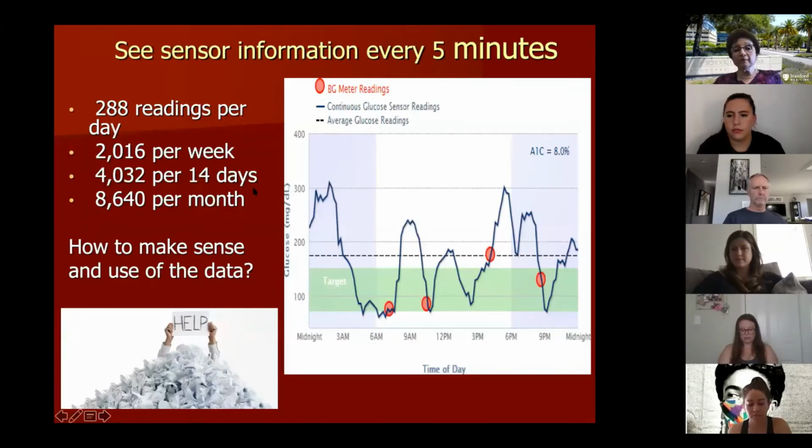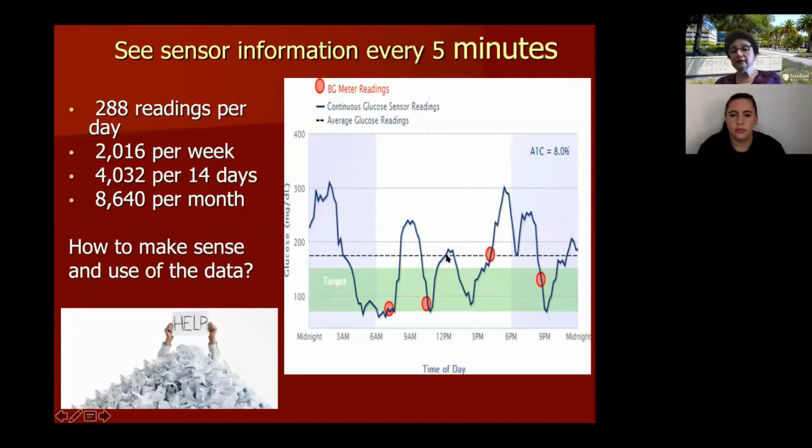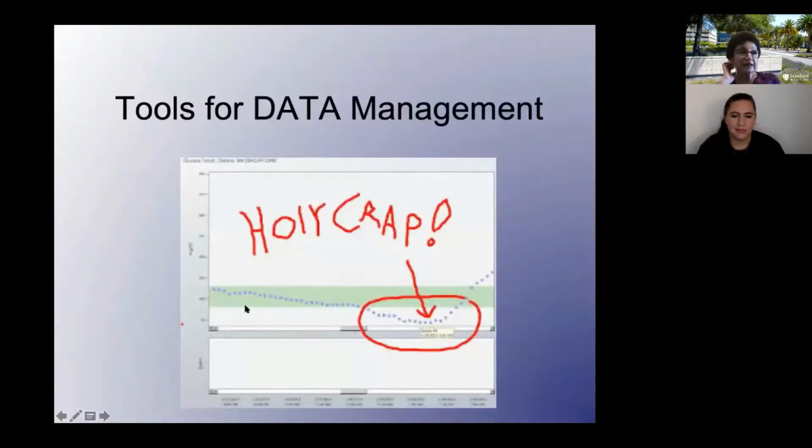So the CGM measures blood sugars every 5 minutes. It gives us a lot of data in between the finger sticks, which is great, but we get a lot of data. We get 288 readings per day, over 2,000 per week, 4,000 per 14 days, and almost 9,000 per month. So how do we make sense of this data? It's not always easy to interpret. And sometimes you're looking at your report and thinking, oh gosh, what do I do? What did I do to make it so low?